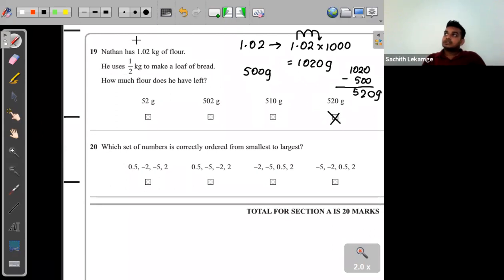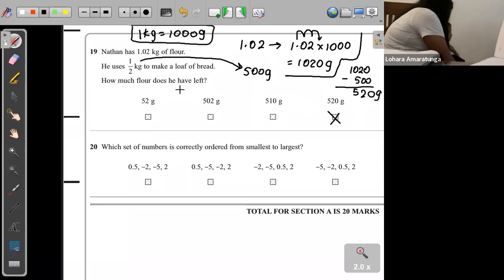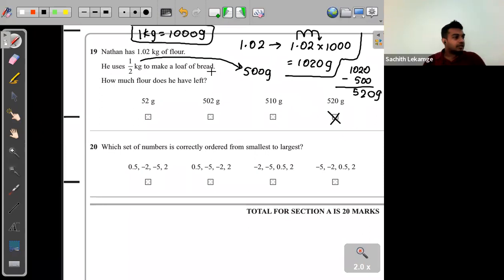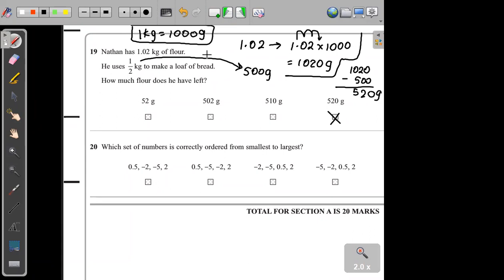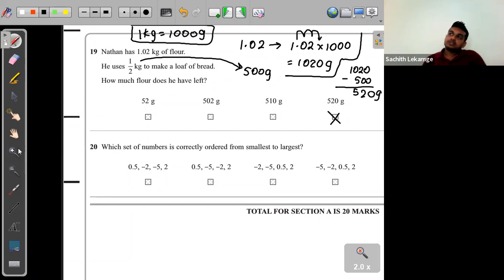So this question is all based on conversion. 1 kg is equal to 1000 grams. This is the rule that we used. So we multiplied 1.02 by 1000. We got 1020 grams. Half kg is 500 grams. I found the difference. Is that clear to all of you? Kevin? Yes, sir. Is it clear? Yes, sir. Good. Question number 20.